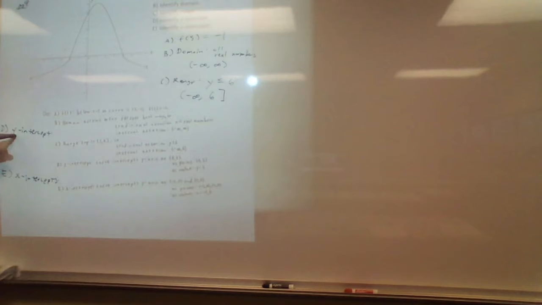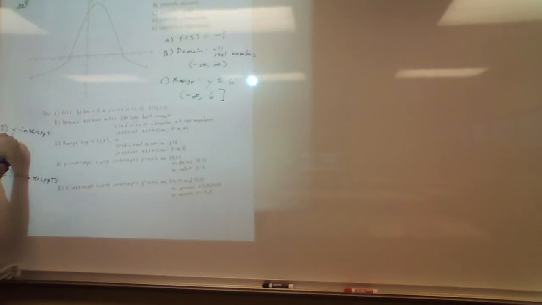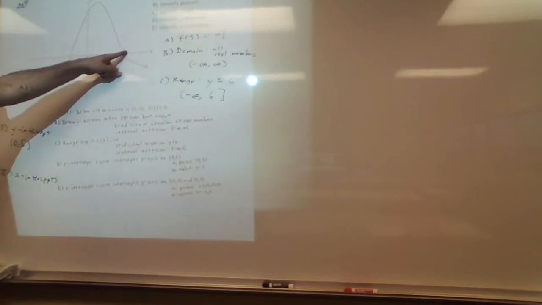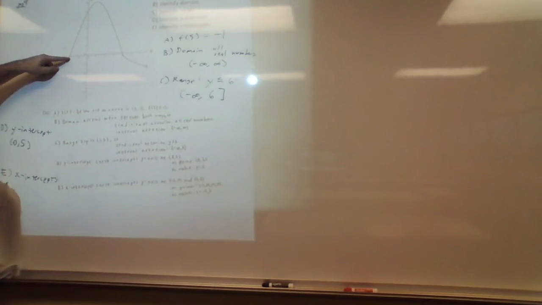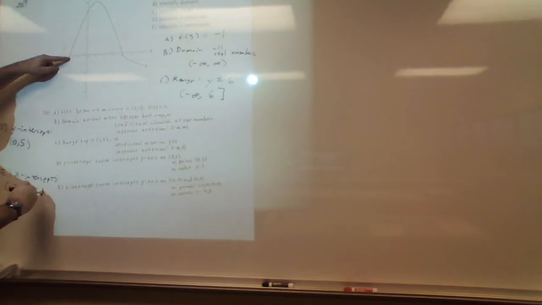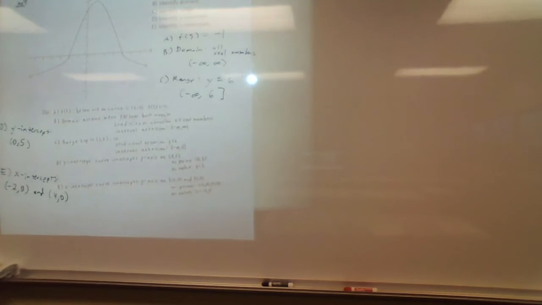The y-intercept is where it crosses the y-axis. It crosses at 0, 5. The x-intercepts are where it crosses the x-axis. So negative 2 is the x-coordinate, 0 is the y-coordinate. And the other one is 4, 0. All right.